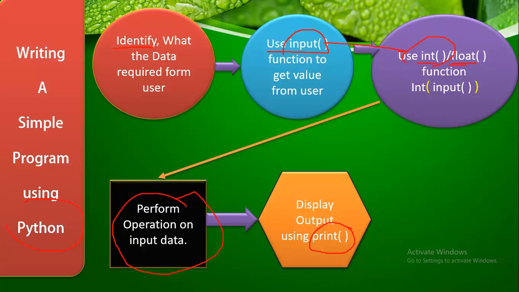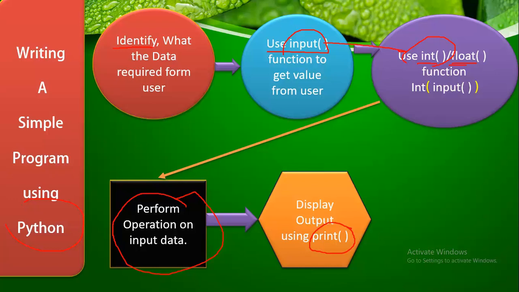For writing a simple program in Python, you must be familiar with these three functions. These three functions play a very vital role in writing a program. First is input, which accepts the value from the user. Second, you have to convert the value into either integer or float as per your requirement, and then you have to decide what operation to perform on this data, and then finally the print function.